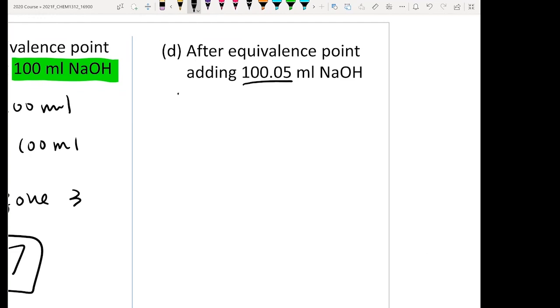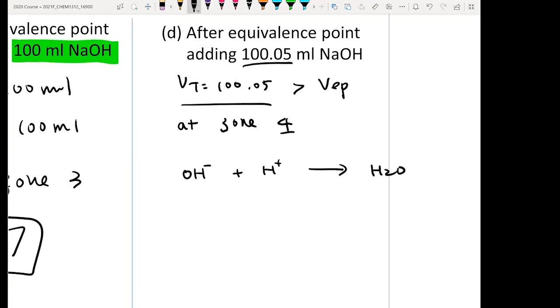The very last one is if today I add in 100.05 mL of sodium hydroxide. So right now your V titrant is 100.05, which is larger than your VEP, right? Therefore, you have a solution that has already passed the equivalence point. So we know you are at zone 4.